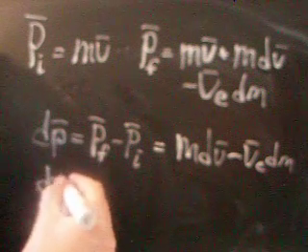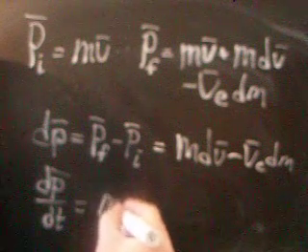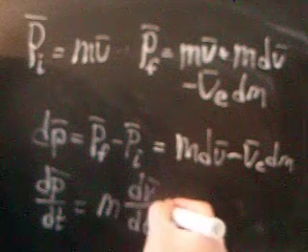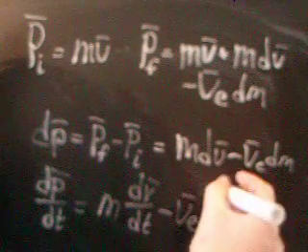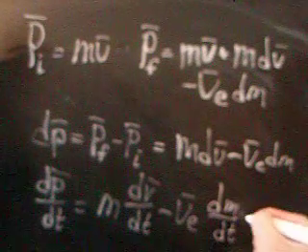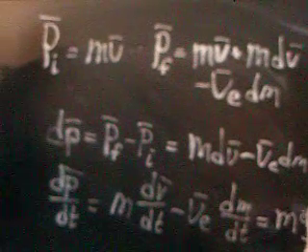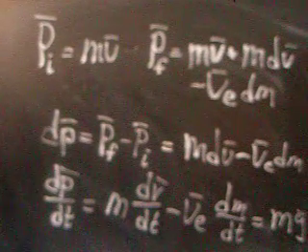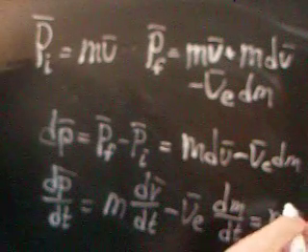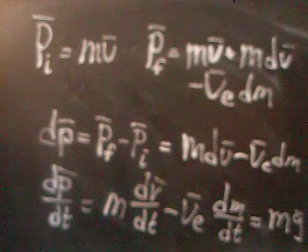and the change in momentum per unit time dp/dt will then be m dv/dt minus ve dm/dt, but this is equal to the external force, which is here the gravity mg. Here we neglect the air resistance and the variation of the gravity with altitude, so we let this be a constant.